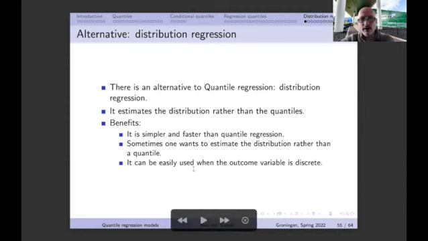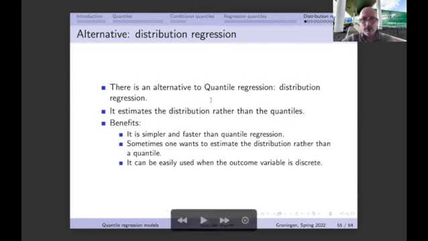Then the final benefit with respect to distribution regression is that it can be easily used when the outcome variable is discrete. Actually, you don't even have to do anything at the moment that the outcome variable is discrete, at the moment that you have distribution regression. And that's actually not true when we look at quantile regression. Later on, we will look at situations in which the outcome variable may be discrete in quantile regression, but we will see that that is actually quite complex.